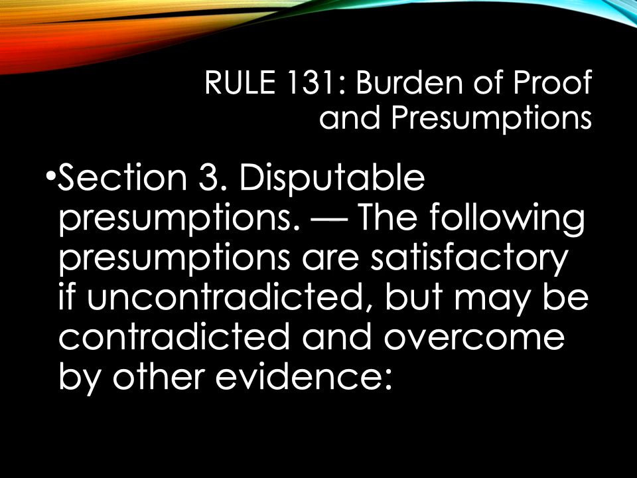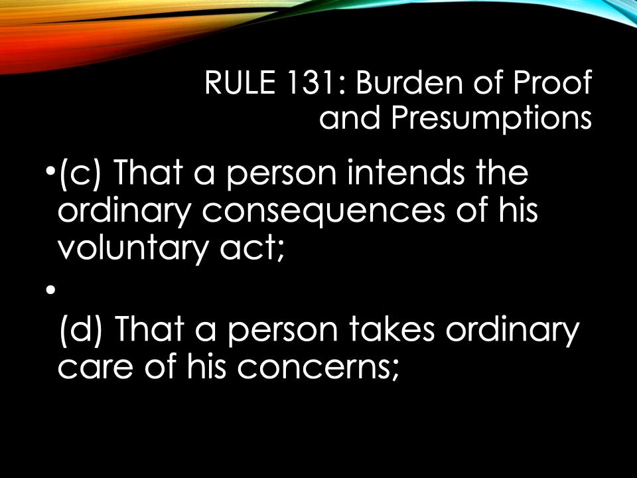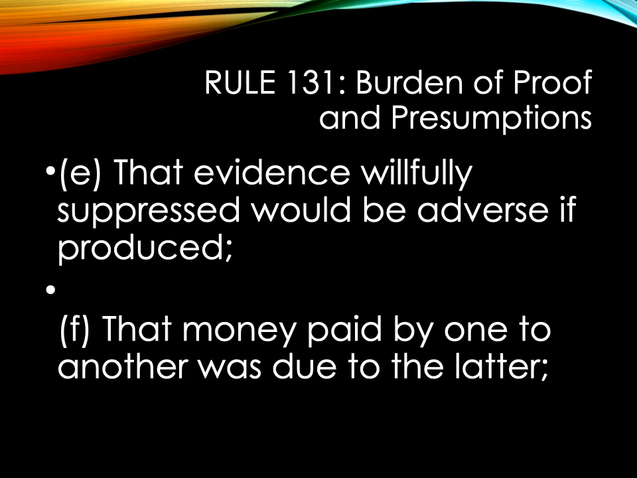Section 3. Disputable presumptions. The following presumptions are satisfactory if uncontradicted, but may be contradicted and overcome by other evidence. A. That a person is innocent of crime or wrong. B. That an unlawful act was done with an unlawful intent. C. That a person intends the ordinary consequences of his voluntary act. D. That a person takes ordinary care of his concerns. E. That evidence willfully suppressed would be adverse if produced.